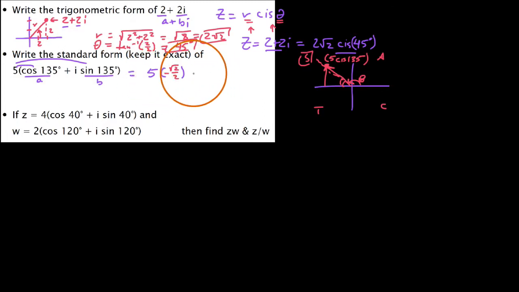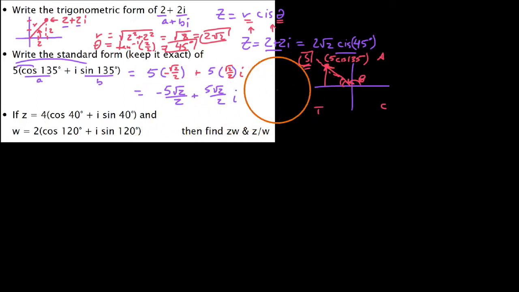So we have 5 times negative root 2 over 2, and this will be plus now 5 times the sine, which is root 2 over 2, but it's a positive root 2 over 2, and we get that with an i at the end. So we say our number in standard form, keeping it exact, would be negative 5 root 2 over 2 plus 5 root 2 over 2 i. So our a plus bi here, these are easily converted into decimals with the calculator, but these would be the x and y components, and you'll notice that x is negative in this case, and that the y component is positive in this particular instance here.